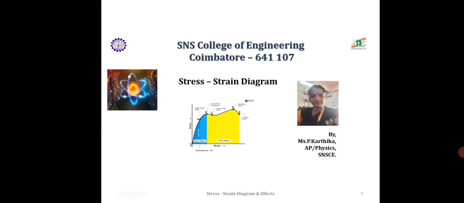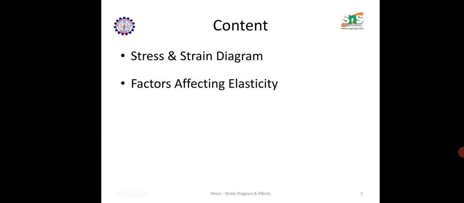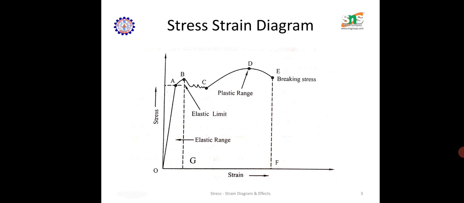In this session, I am going to explain the stress strain diagram and the factors affecting elasticity. This stress strain diagram explains the elastic behavior of the material. Whatever stress we are giving, the change that is produced is called strain. And we will also see what factors affect the elasticity. So here is the stress strain diagram.